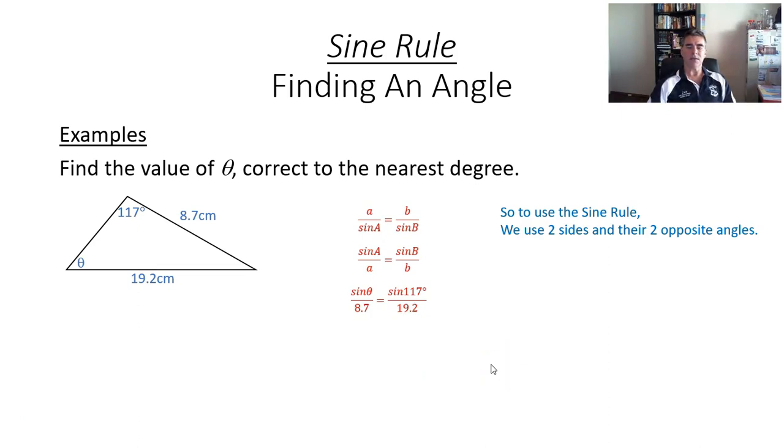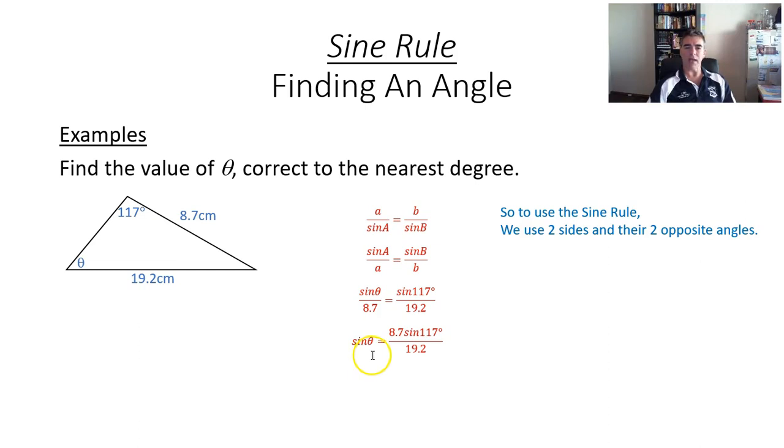Once we substitute those in, I don't like the fractions over here. I want to get sine theta by itself. So I'm going to multiply both sides by 8.7. That 8.7 will eliminate on this side and come over to the numerator on that side, as it's done just there. Now we're finding an angle.